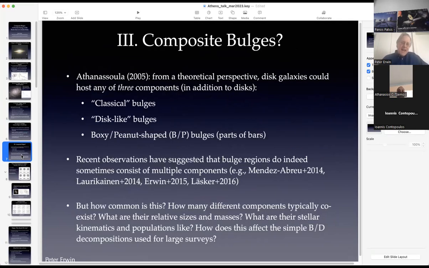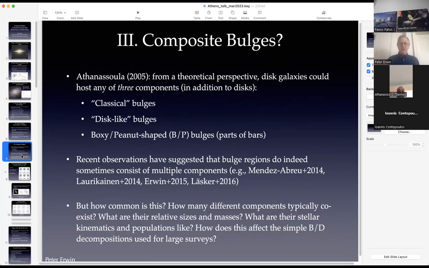What I'm going to talk about today is an even newer paradigm, which is the idea of composite bulges. This has been building for maybe 15 years or so. Back in 2005, Athanassoula argued from a theoretical point of view that you could have, in principle, at least three different components together, maybe even at the same time.